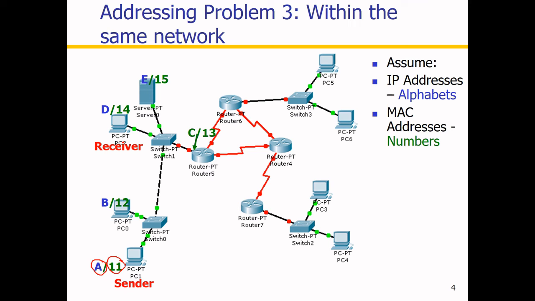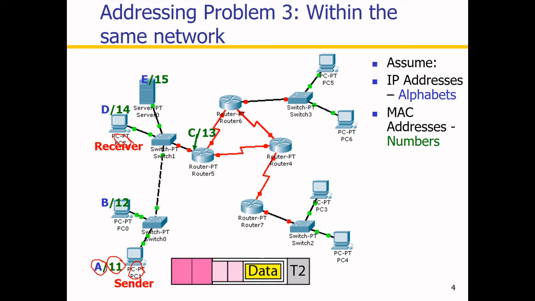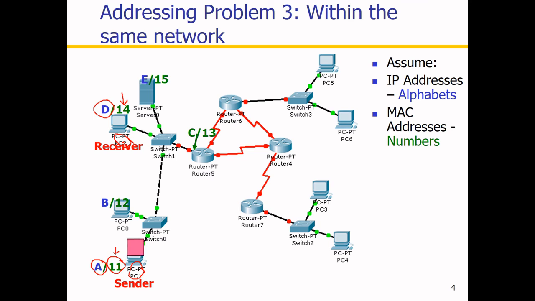And now your sender is PC1 and your receiver is PC2. Now the sender and receiver are within the same network, okay? So if that's the case, then it can just directly go from the sender to the receiver. So your sender IP is going to be A, your destination IP is going to be D, your sender MAC is going to be 11, and your destination MAC is going to be 14. So once that's done, the data directly goes from the sender to the receiver, with just one hop. You don't need to cross a router when you're sending data within the same network.